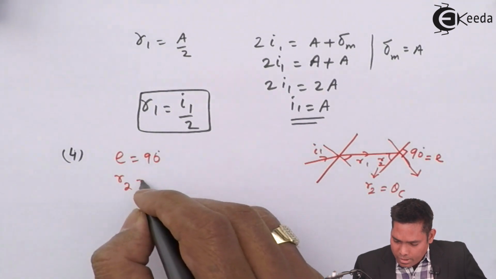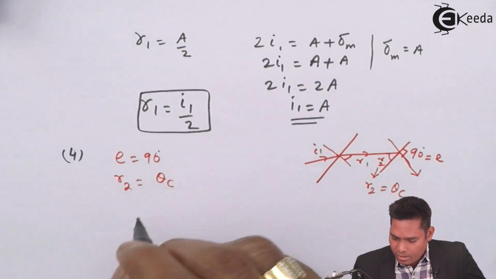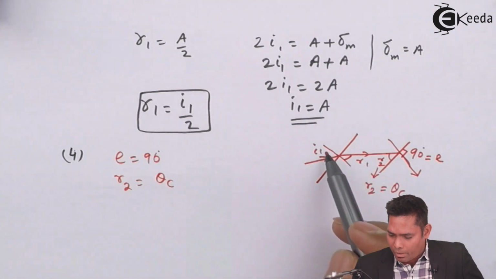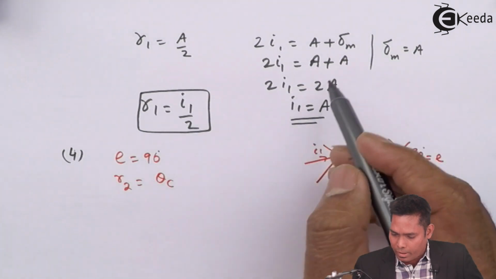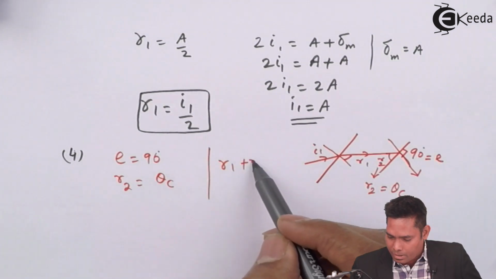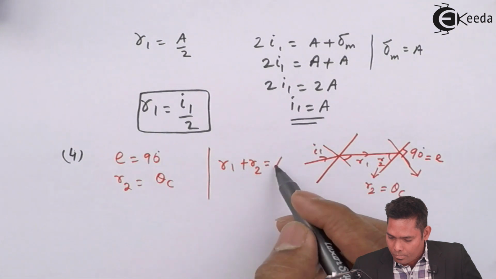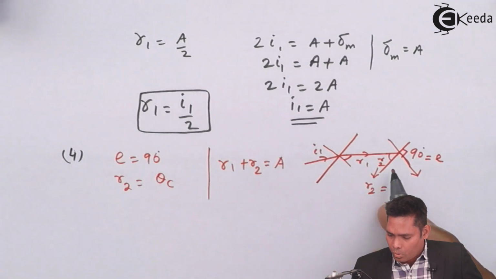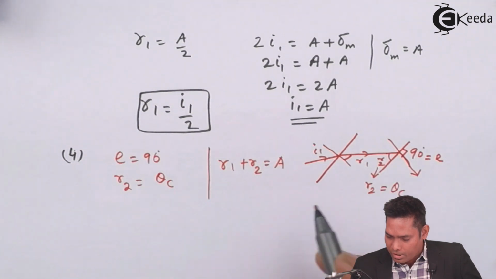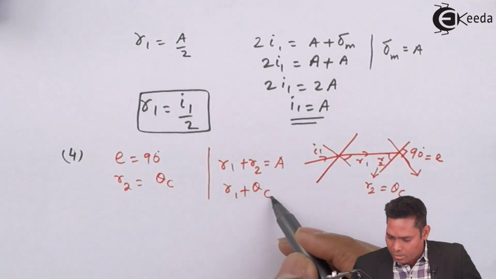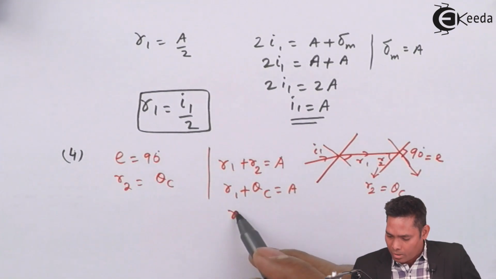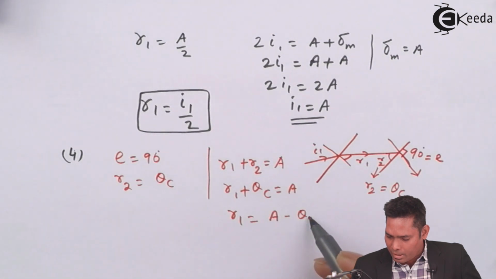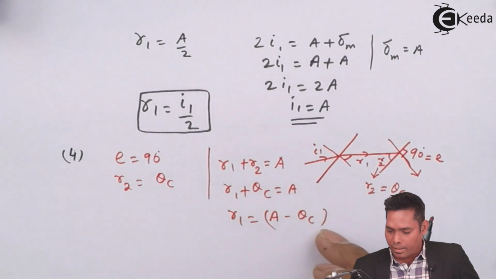So R2 is theta c, but I want to relate this with this, so I have the relation between these two angles, R1 plus R2 equals A. I don't want R2 because R2 is obviously theta c, so R1 plus theta c should be A, and I want R1, so R1 can be A minus theta c.